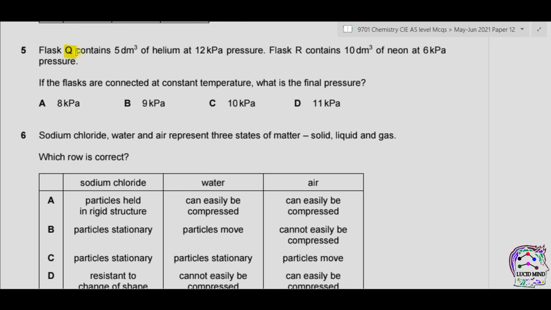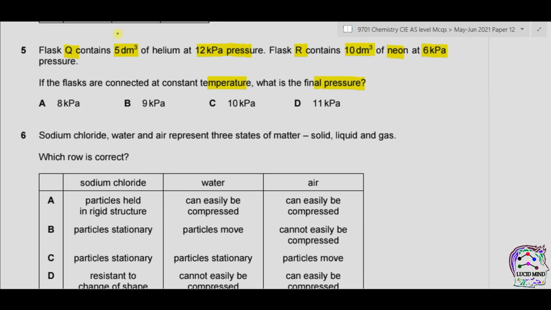Question 5. Flask Q contains 5 dm³ of helium at 12 kPa pressure. Flask R contains 10 dm³ of neon at 6 kPa pressure. If the flasks are connected at constant temperature, what is the final pressure?